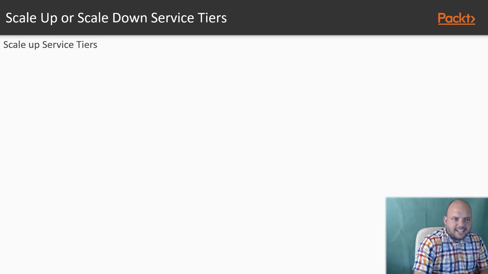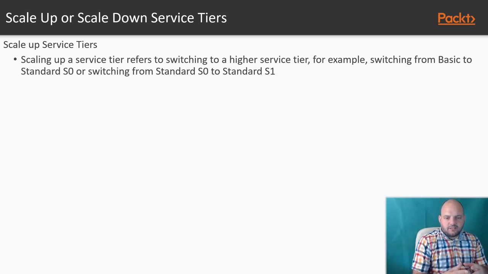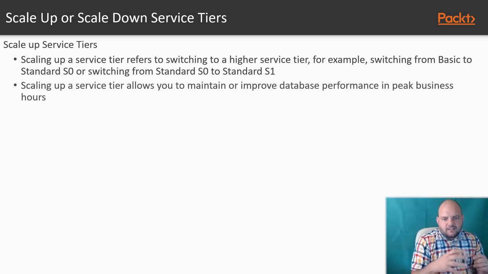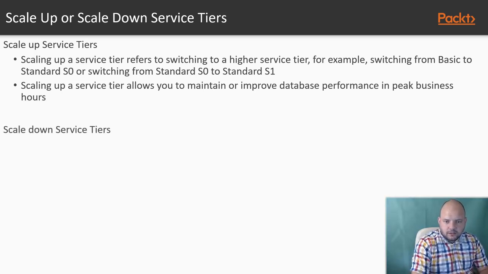Now, scaling up a service tier refers to switching to a higher service tier. So for example, you switch from a basic to a standard, say S0, or switching from a standard S0 to a standard S1 service tier. Scaling up a service tier allows you to maintain or improve database performance, maybe under a heavy workload or during peak time. But as well as scaling up, you can scale down.